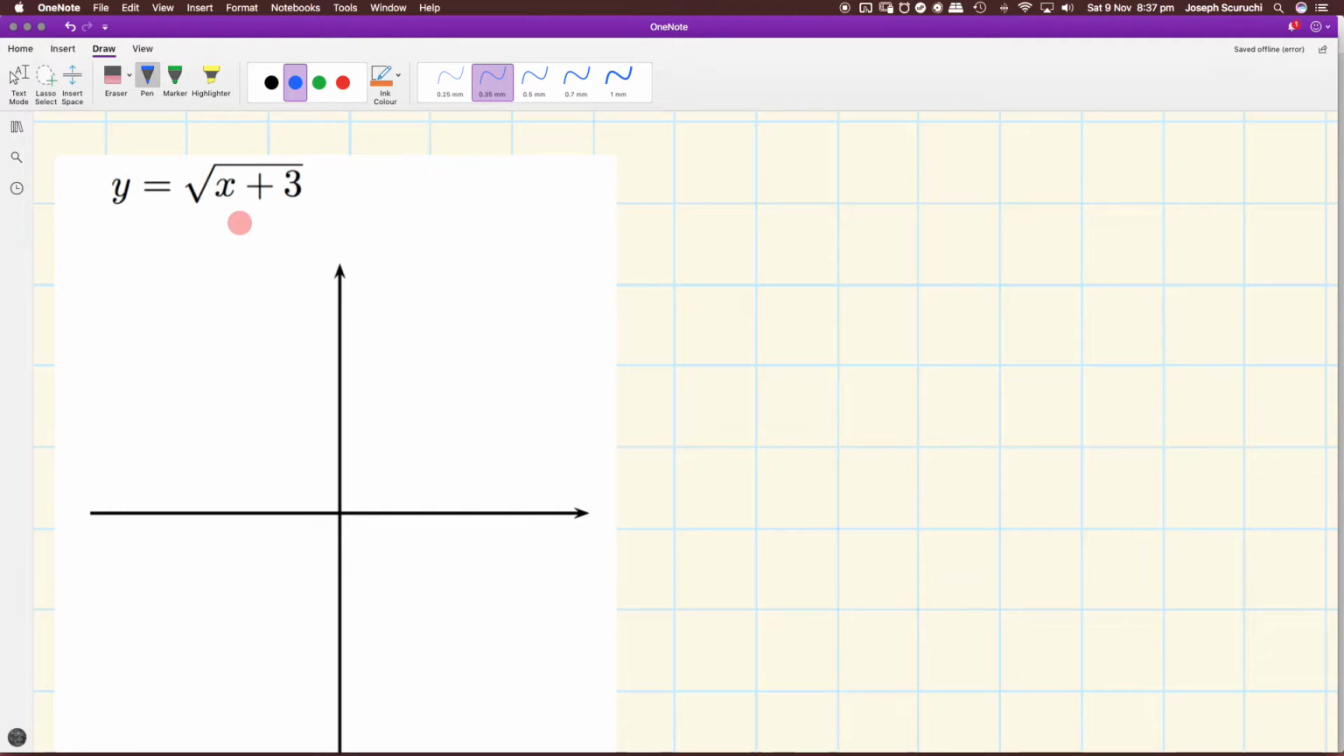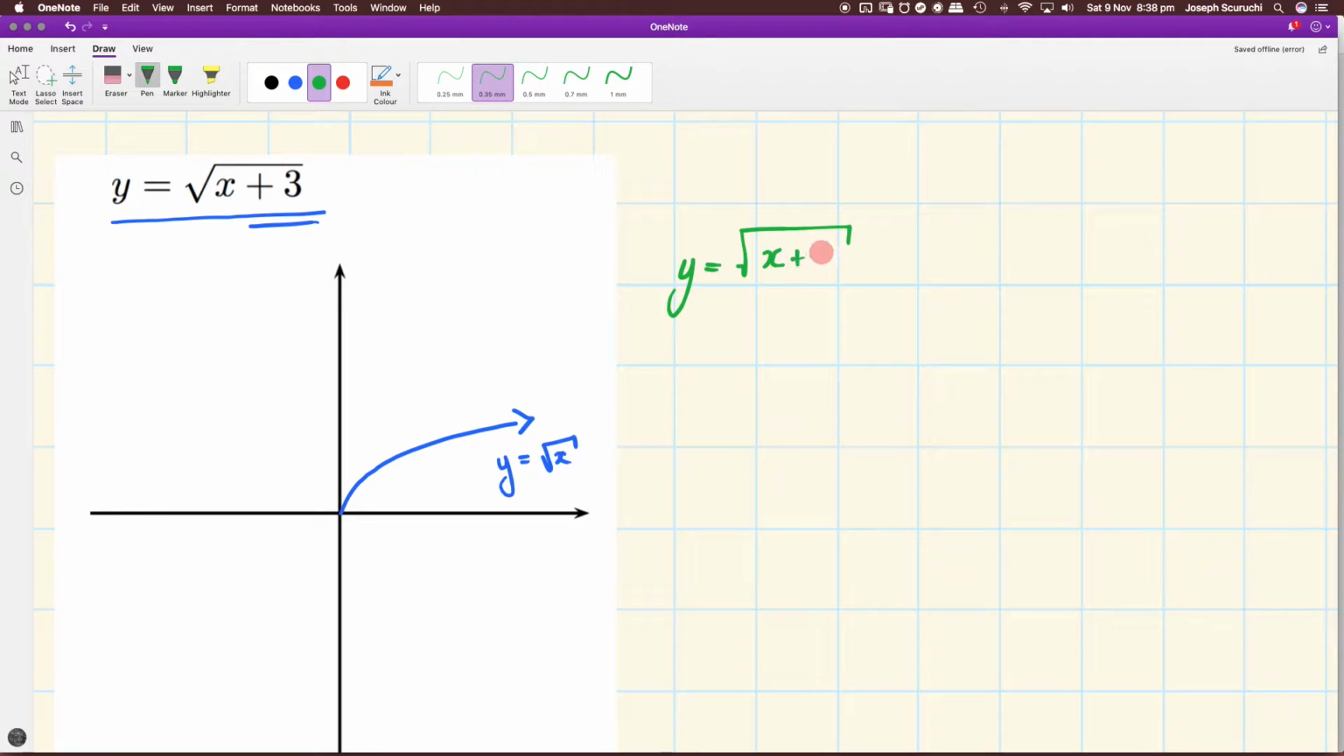So as you can see, I now have y equals the square root of x plus 3. So it's going to be a little different. Let's begin by putting down my parent equation of what we just did. So what I just did in the last example was show you what y equals the square root of x looks like. So now we've got this plus 3 at the end. How does that change things? Well, let's switch up our color and go y equals the square root of x plus 3.